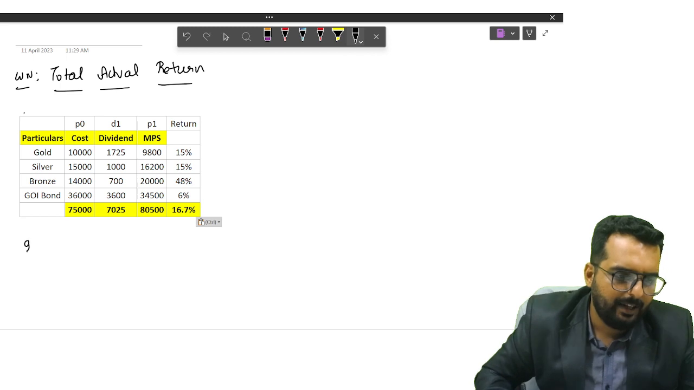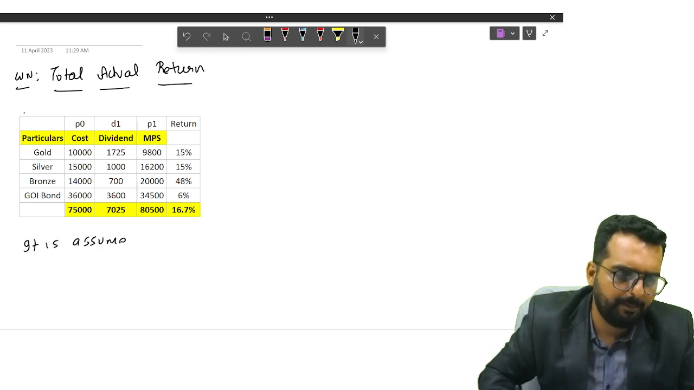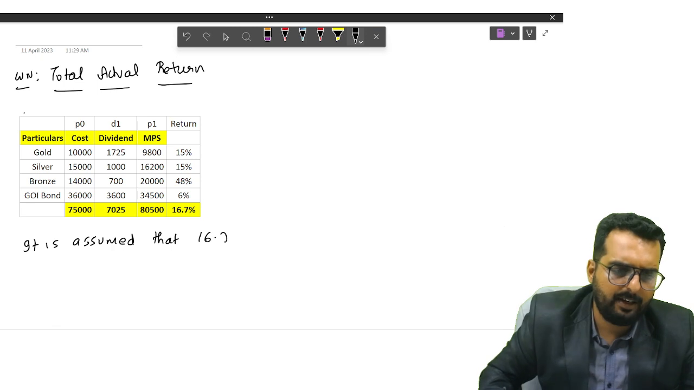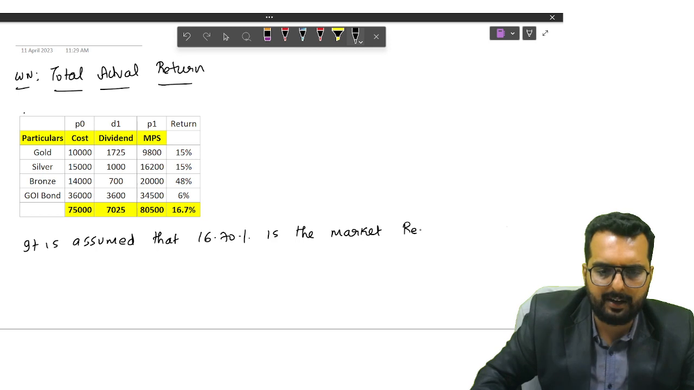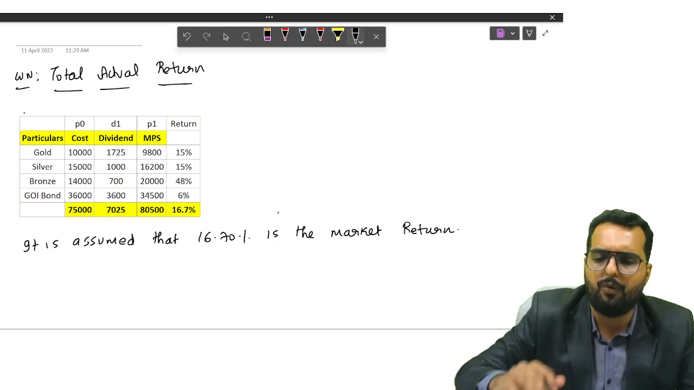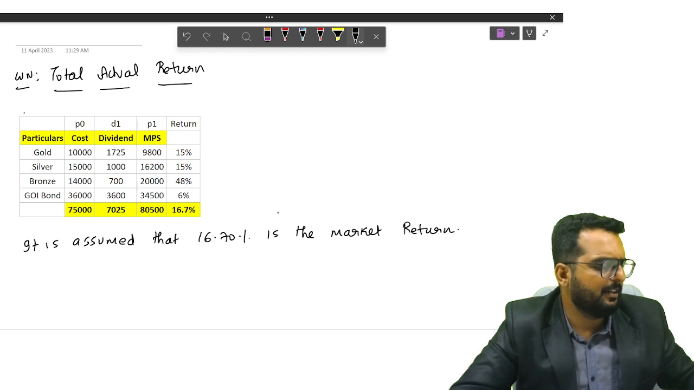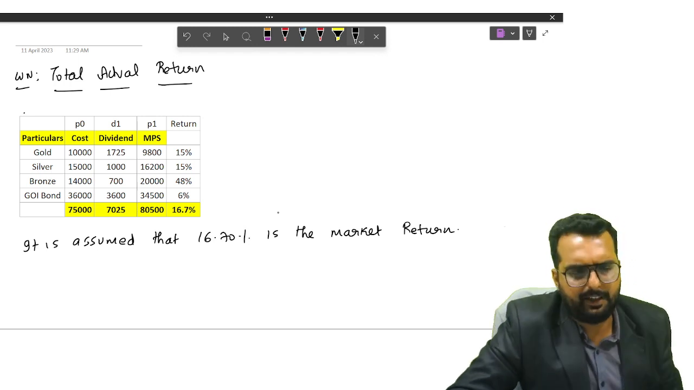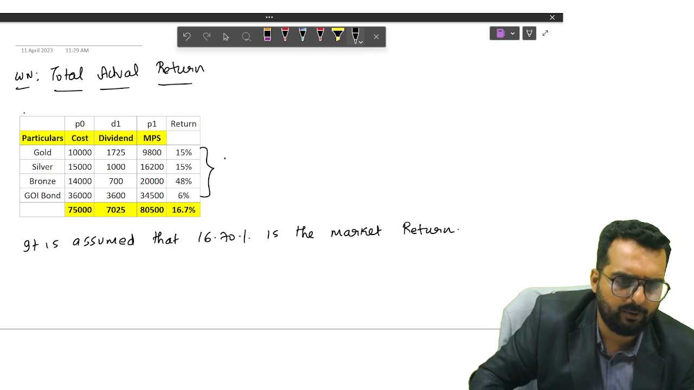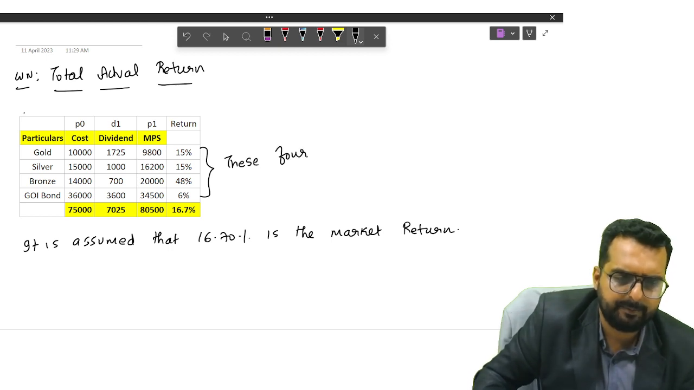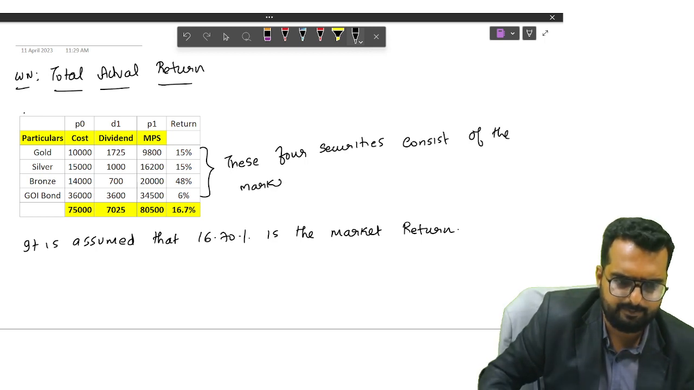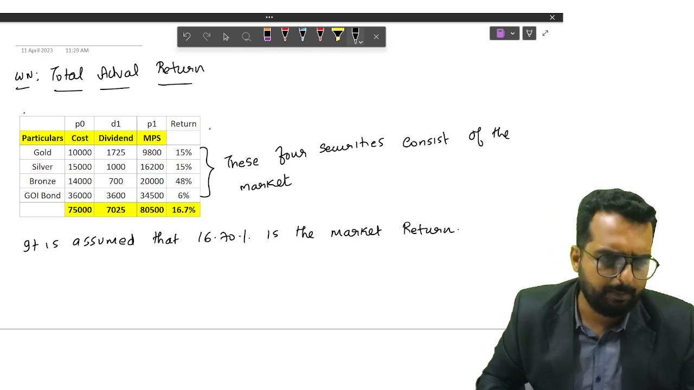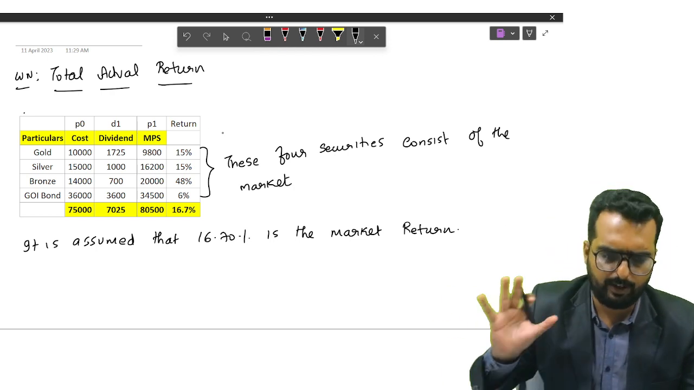Now the point is, it is assumed, this is the tricky part, that 16.7% is the market return. That is, for the overall market, they say that the return is turning out to be 16.7% because they are assuming that these 4 securities consist of the market. Everybody clear with this part now? Okay. So they are doing it based on this one calculation.